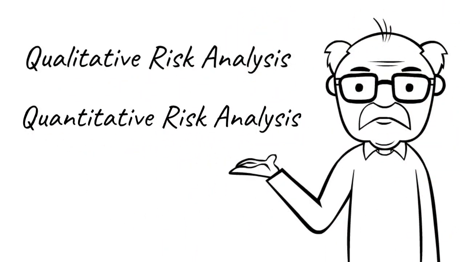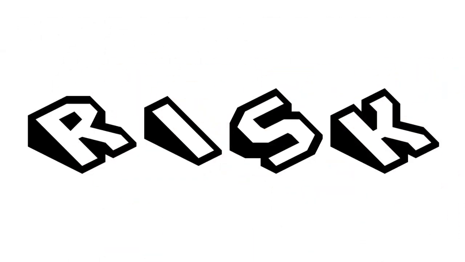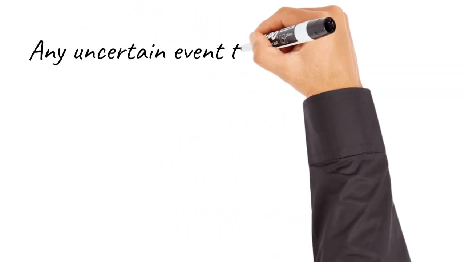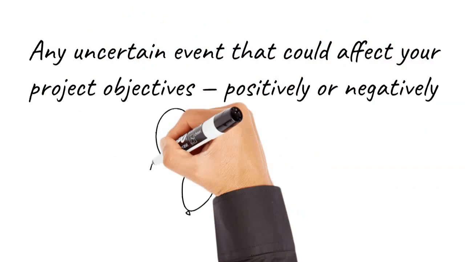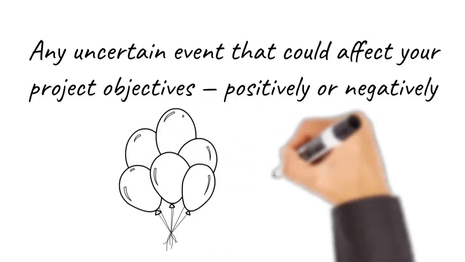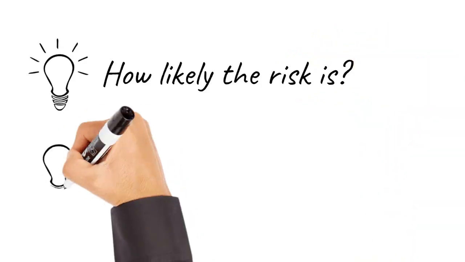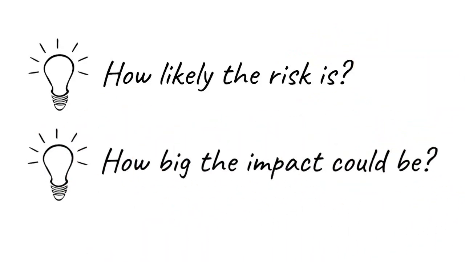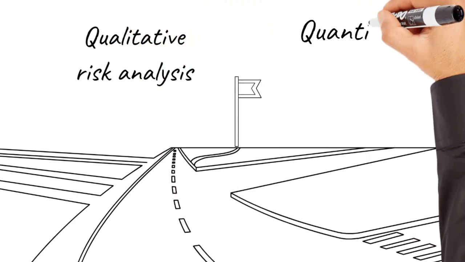Explained simply. First, let's define risk. In project management, a risk is any uncertain event that could affect your project objectives, positively or negatively. Risk analysis helps you understand two things. One, how likely the risk is, and two, how big the impact could be. There are two main approaches: qualitative risk analysis and quantitative risk analysis.